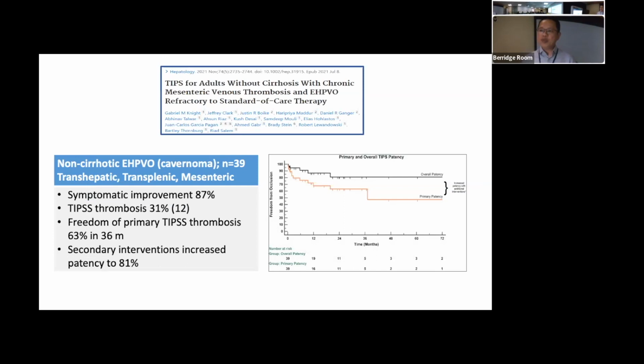This is a paper from Chicago. Again, the center does quite a lot of this aggressive intervention. They have 39 patients, with a combination of transhepatic, transplenic, and mesenteric approaches. Symptomatic improvement was about 87%, but in a third of them the TIPS thrombosed, and quite a lot of them will require re-intervention. However, secondary re-intervention does improve the patency to 80%.